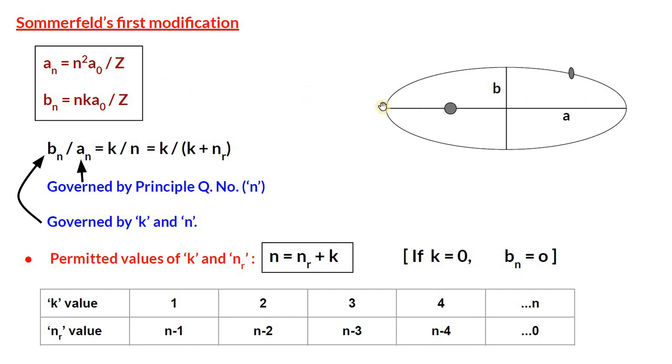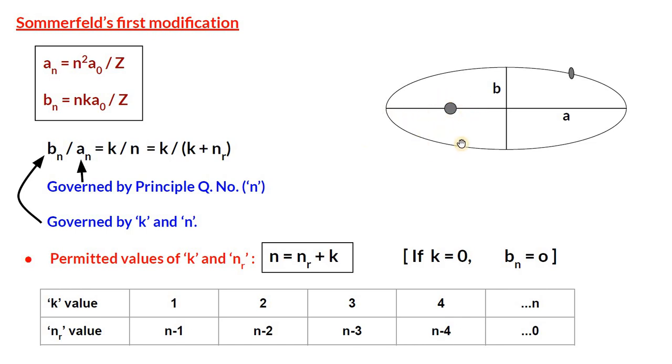The first modification: as I have shown you, this will be the semi-major axis and this will be the semi-minor axis. This is called A, this is called B. Here is the nucleus, and here is the electron. The electron is revolving like that, which means the distance of the electron from the nucleus is changing. Sometimes it is increasing, sometimes decreasing, so sometimes it is highest and sometimes lowest. When it is the maximum distance, it is called aphelion, and when it is the minimum distance, it is called perihelion. You know this from your solar system.